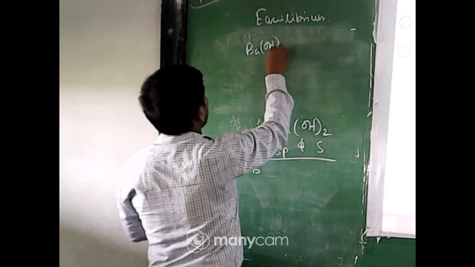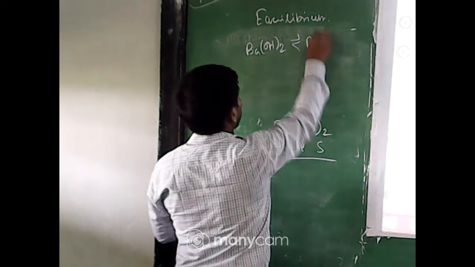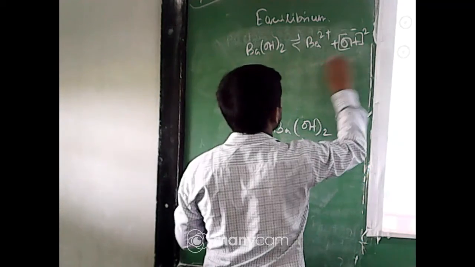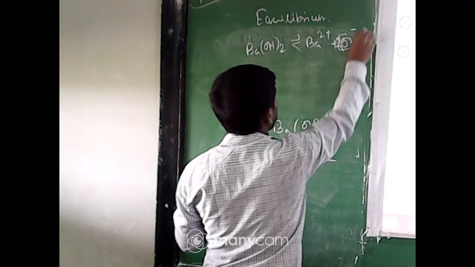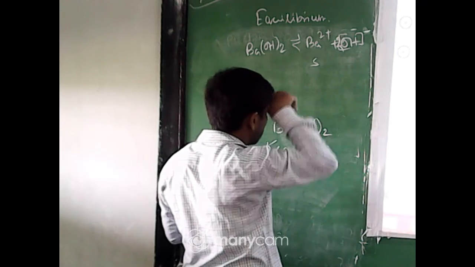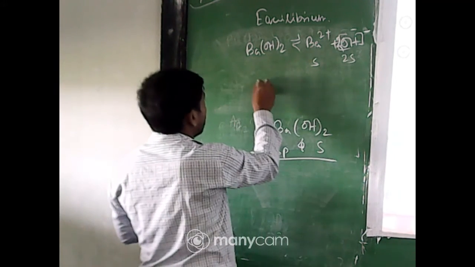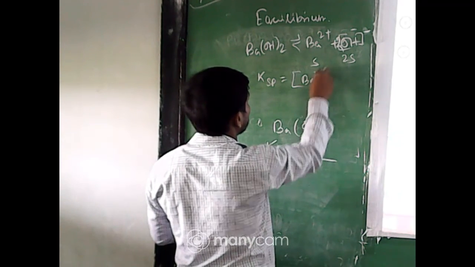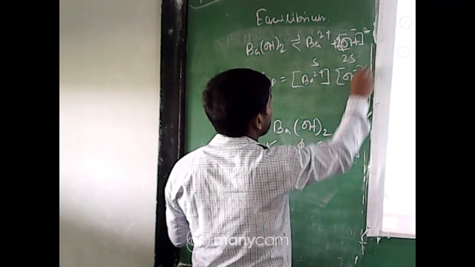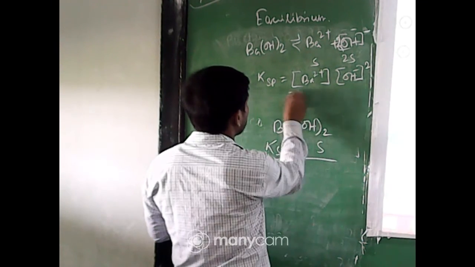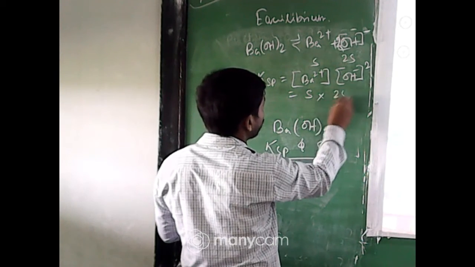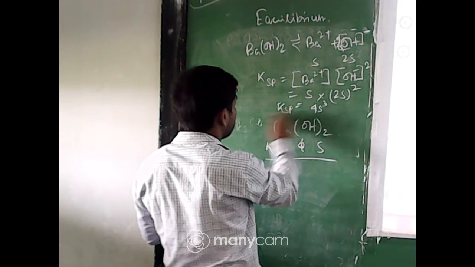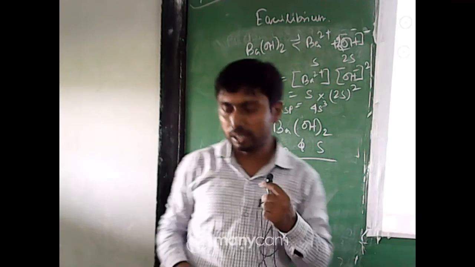Ba(OH)2 gives Ba2+ and 2 OH minus. Now the solubility is taken as S, so the hydroxide becomes 2S, and Ksp equals the concentration of Ba2+ into the concentration of OH minus squared. So it is S into 2S squared, that is 4S cubed, equal to Ksp. Right?